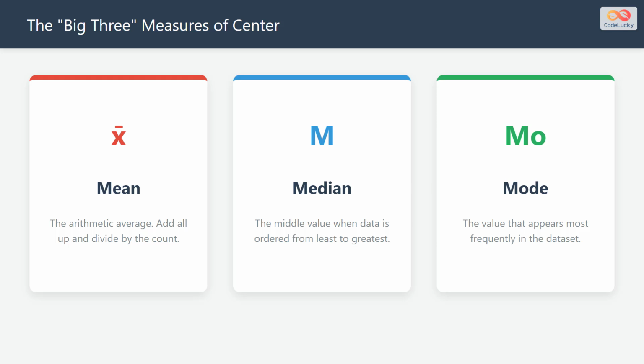Let's quickly review the players. First, the mean, or average, is calculated by adding all values and dividing by the count. Second, the median is the middle value when the data is ordered. And third, the mode is simply the most frequent value. They all measure the center, but they behave very differently.